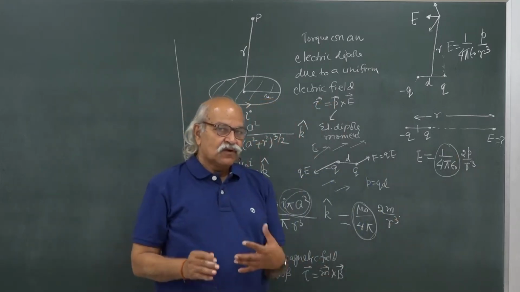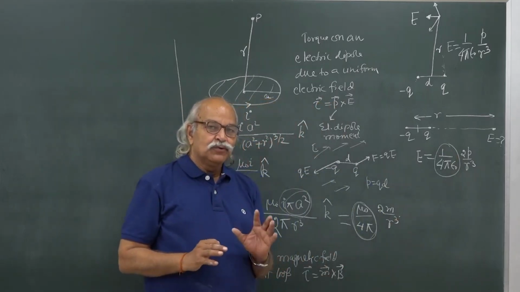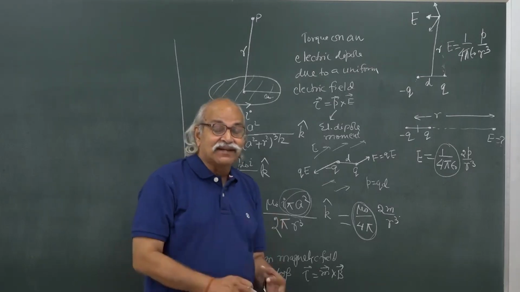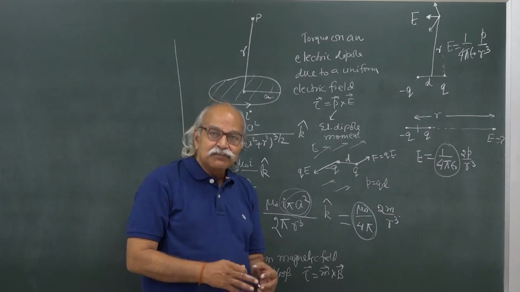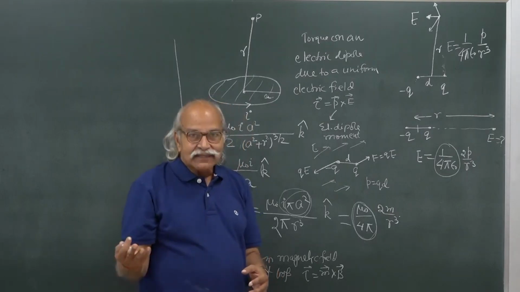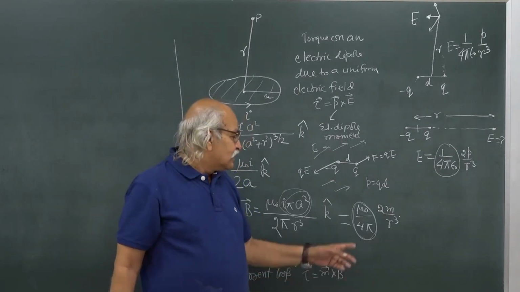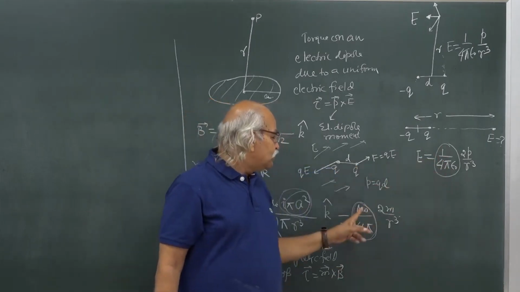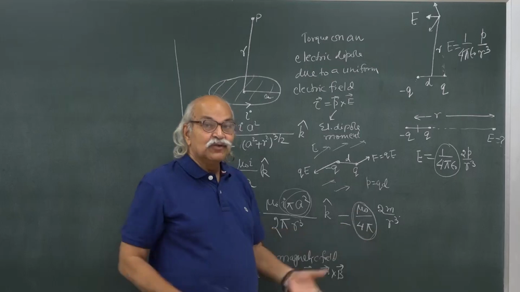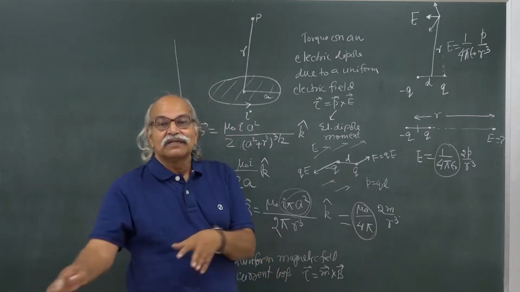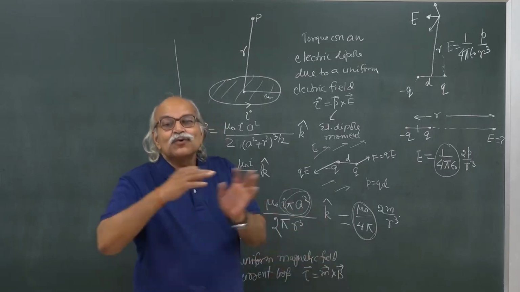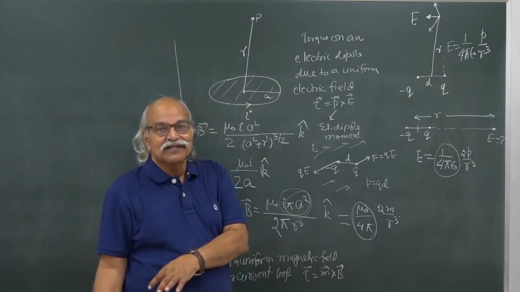often, if you are writing expressions from electrostatics and there is a corresponding situation in magnetostatics, then this 1 by 4 pi epsilon naught can be replaced by mu naught by 4 pi, and you make a smooth transition from electrostatic formulae to the magnetostatic formulae.